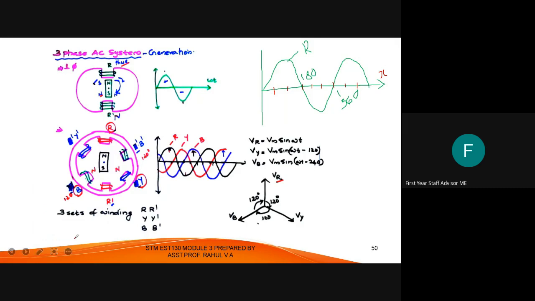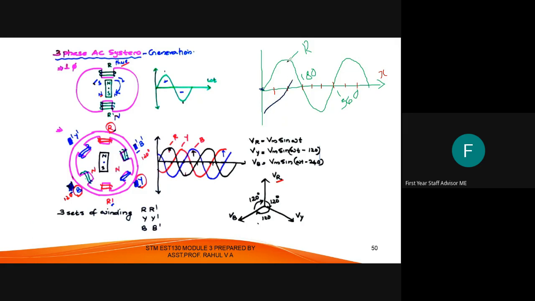And now I know that the Y winding voltage is lagging behind by an angle of 120 degrees. That means if you take this point, the R winding is crossing exactly 0 at this point. So after 120 degrees, the Y winding should cross 0. So I can write like this.